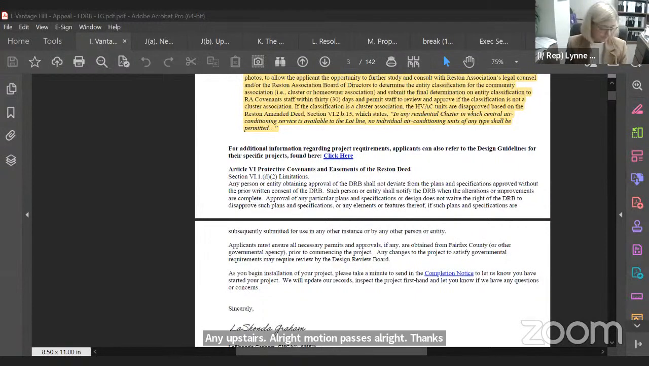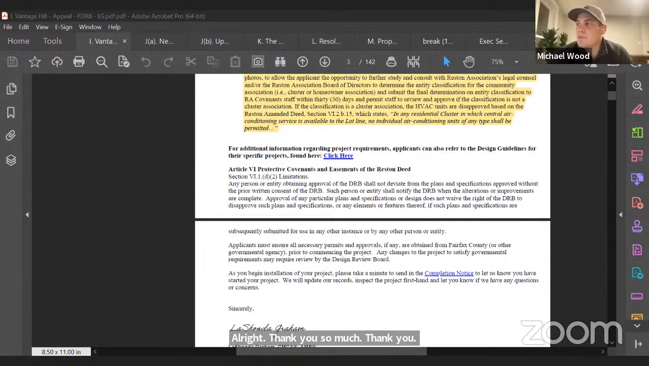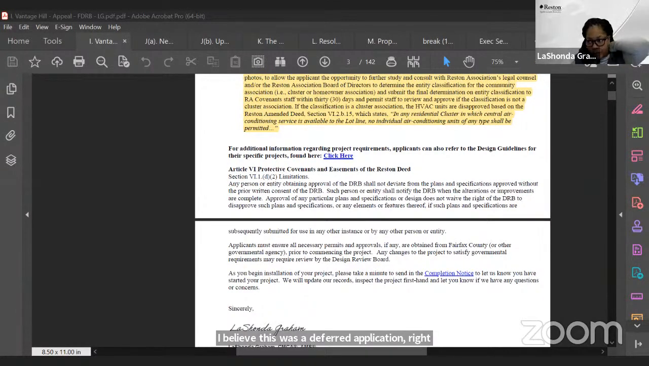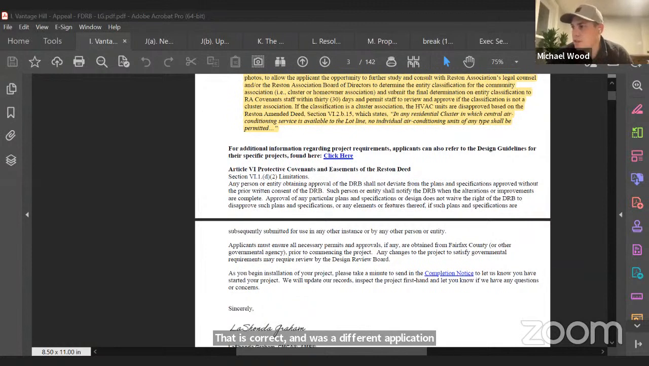Appreciate it. All right, moving on to, speaking of new Lake Ann townhouses. I believe this was a deferred application, right? That is correct. It was a deferred application. So we have a deferred application, so the applicants are back.